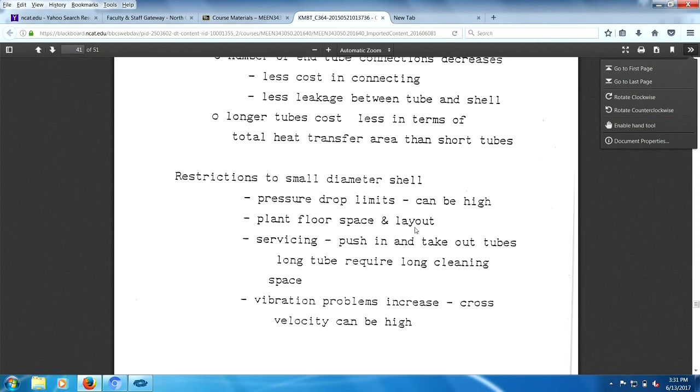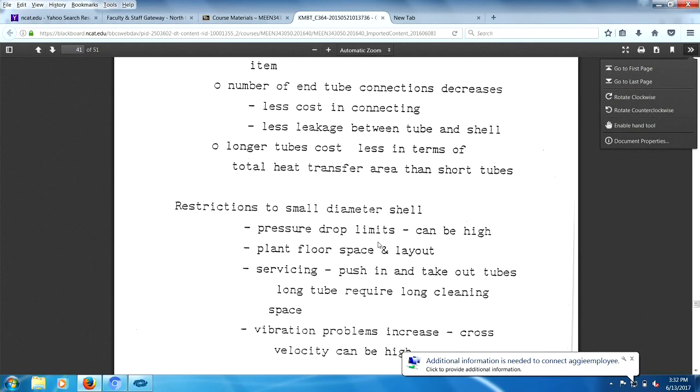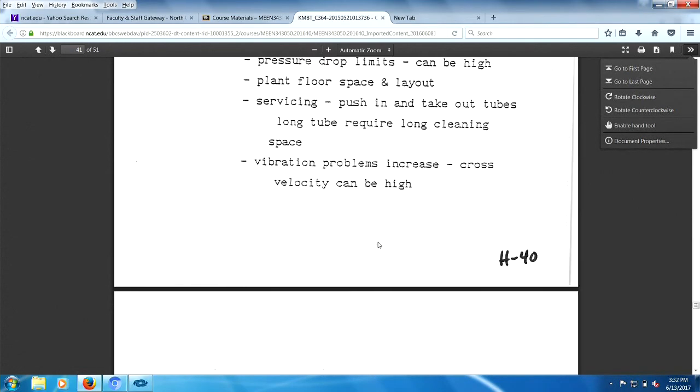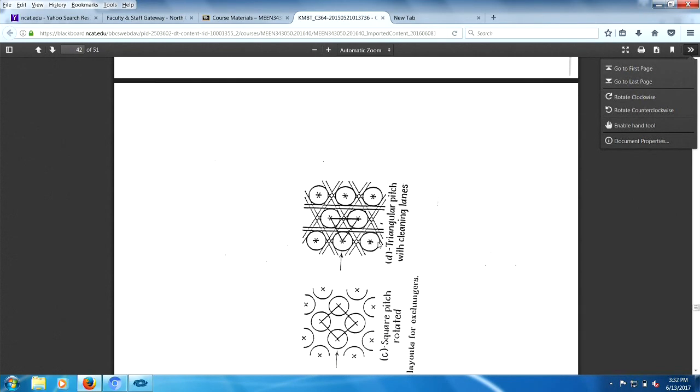Floor space and layout could be a problem. You're going to have to pull that bundle at some point, and you need to have floor space for the bundle to be pulled. There you go, laddie, you're going to pull your bundle. Push in, take out. Long tubes require longer cleaning space. Vibration problems also increase with longer tubes. So there's a trade-off here, different things for different folks. And these are interesting design questions, right? Now, if you've been designing for quite some time, it's no problem.